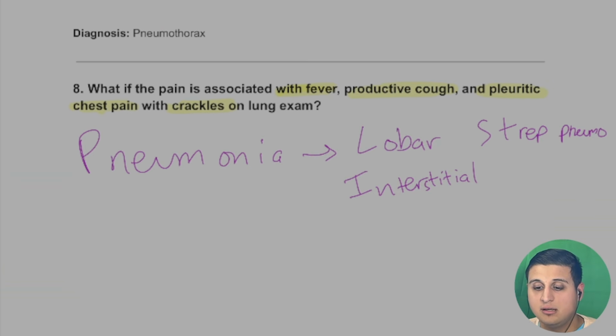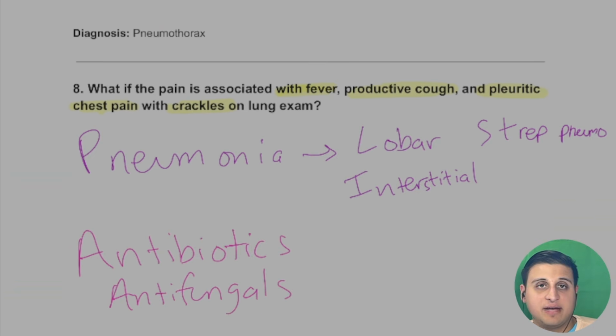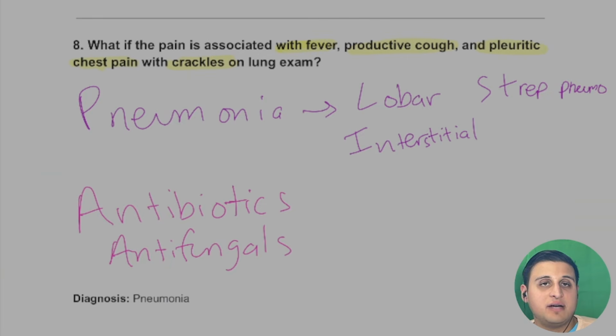Obviously, we're going to be giving them antibiotics. You're going to want to be checking to see which type of pneumonia it is. I should say it's antibiotics if it's a bacteria, antifungals if it's a fungus, or supportive if it's a virus, right? Not too many viruses can actually be treated when it comes to pneumonia.